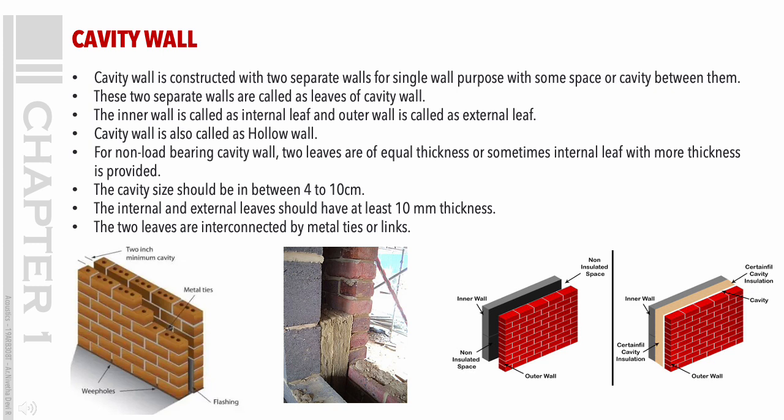For non-load-bearing cavity wall, two leaves are of equal thickness, or sometimes an internal leaf with more thickness is provided. The cavity size should be between 4 to 10 centimeters. The internal and external leaves should have at least 10 millimeters thickness. The two leaves are interconnected by metal ties or links.